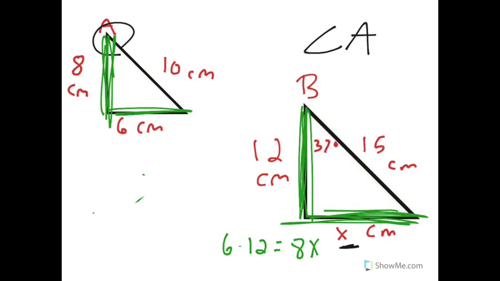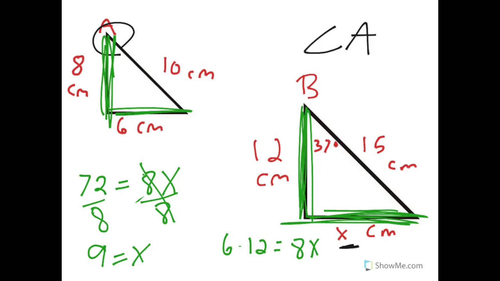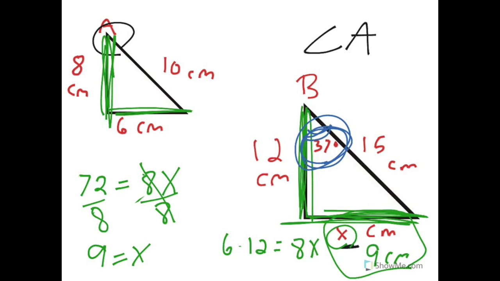Okay. 6 times 12 is 72, which is equal to 8x. This is multiplication, so I have to divide out the 8 to get it out of there. That cancels out. 72 divided by 8 is 9. X equals 9. So over here I can really put 9 centimeters. Okay, we figured that out. All right, corresponding angles. You'll notice the measurement of angle B here is 37 degrees. Angle A is the corresponding angle, so it's of course going to have the same measurement. Okay, it's also going to be 37 degrees.